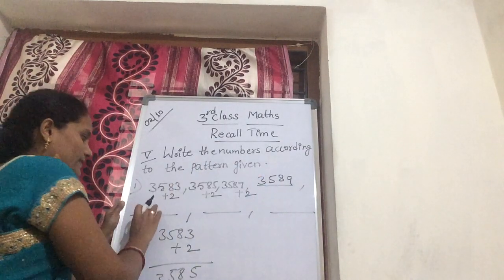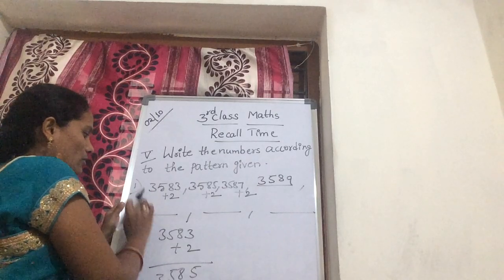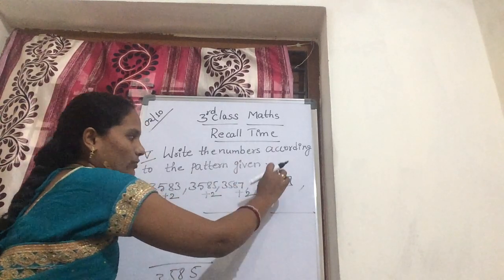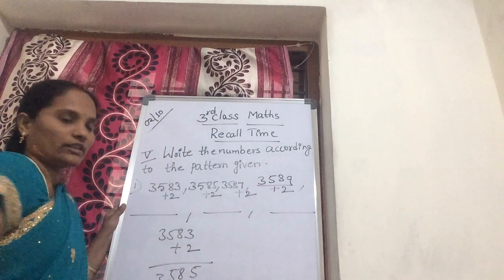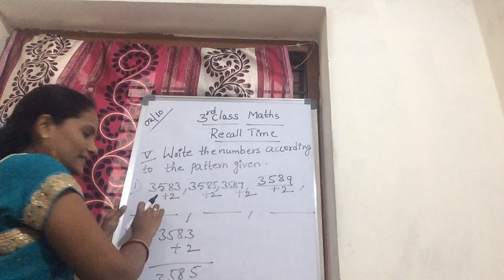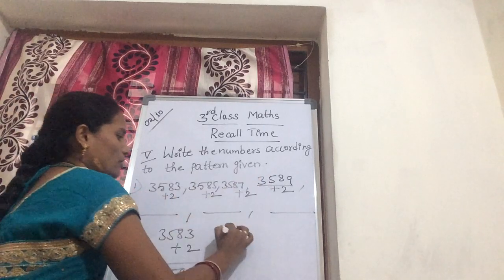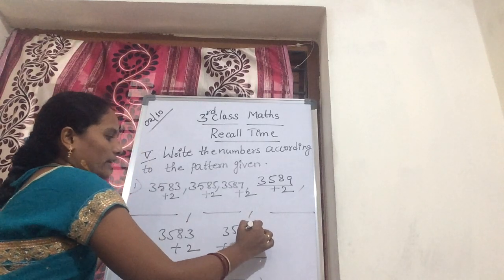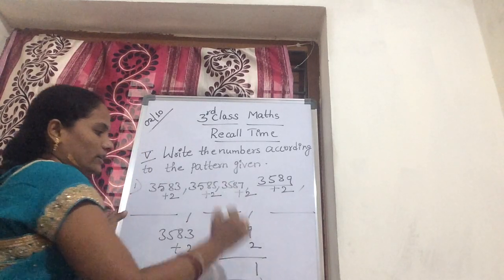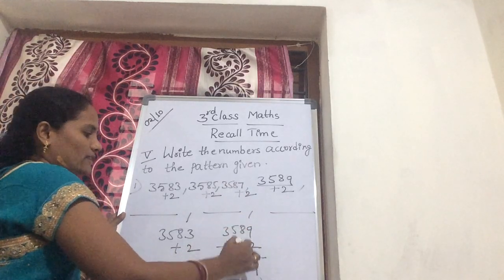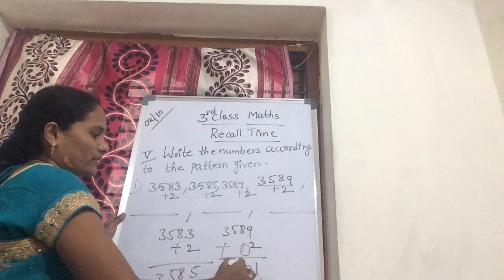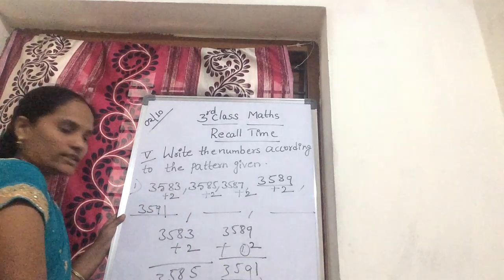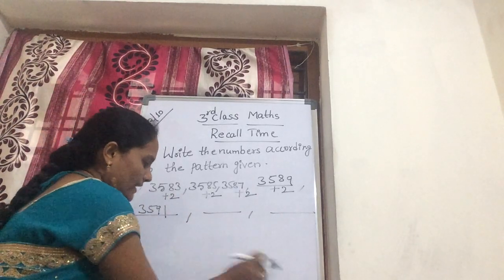Now next, you want this number. So how to find out this number? Again you add plus 2 to the given number, you get the next number. So 3589 plus 2, how much did you get? 9 plus 2 is 11. Keep 1, 1 is the carry over. Now 8 plus 1 is 9. Next 5. So what do you get? 3591. Okay, children.